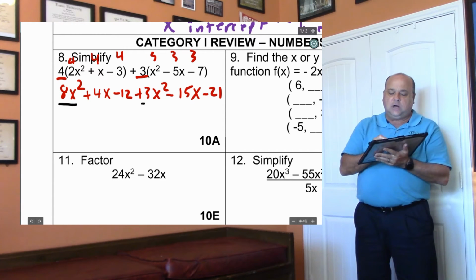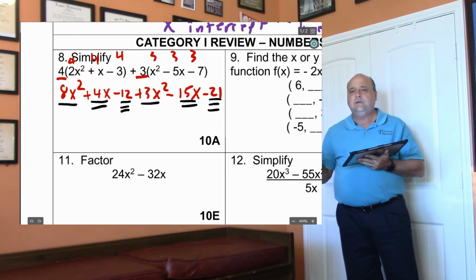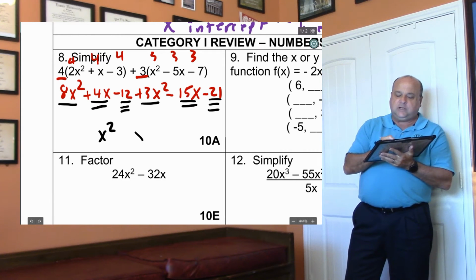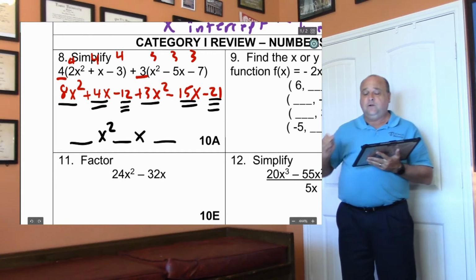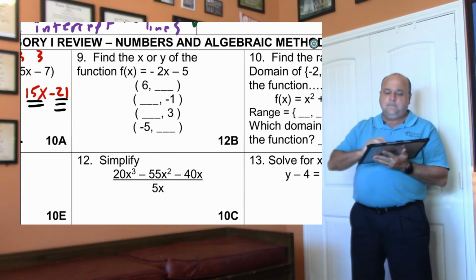Once you get to here, you're going to single underline the x squares, double underline the x's, and triple underline the constants. And then you'll just add or subtract those up. Your answer will be something x squared, something x, and a number. So you need to fill that in. You should be able to do that. Let's go to number 9.